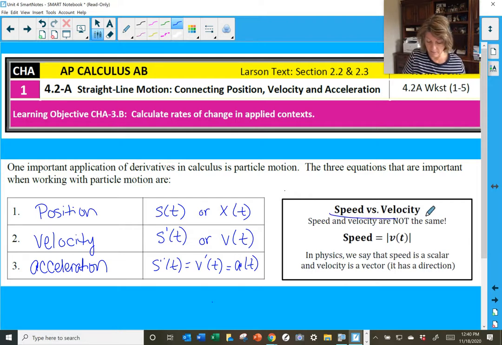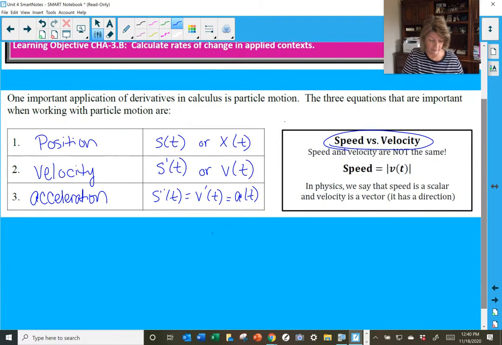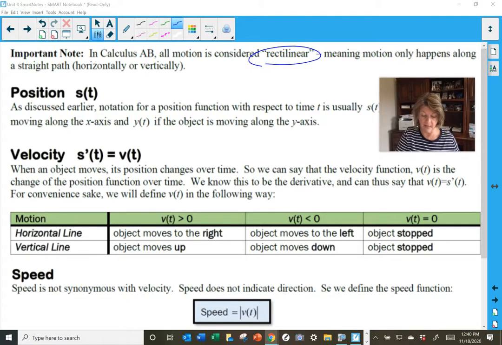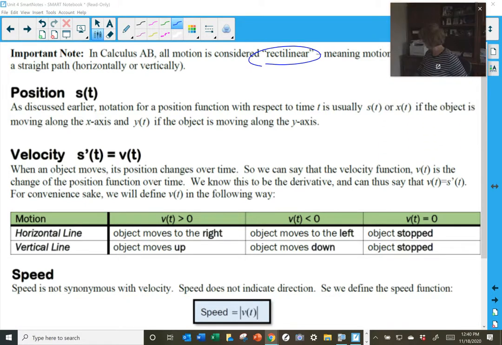Another thing to note, speed versus velocity, they are not the same. Speed is the absolute value of velocity, which means speed is always either positive or zero. So much like the speedometer on your car, it talks about the speed that you're traveling. Important to note, in AB, we do what is called rectilinear motion, meaning the motion only happens along a straight path. So either that straight path is going to be horizontal or vertical.